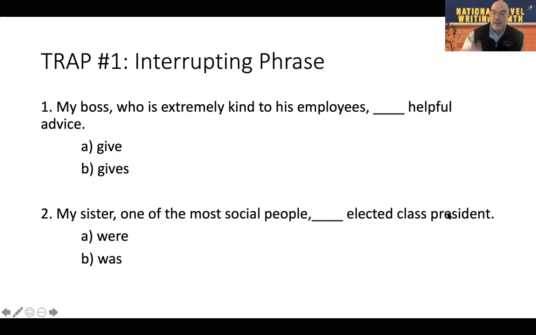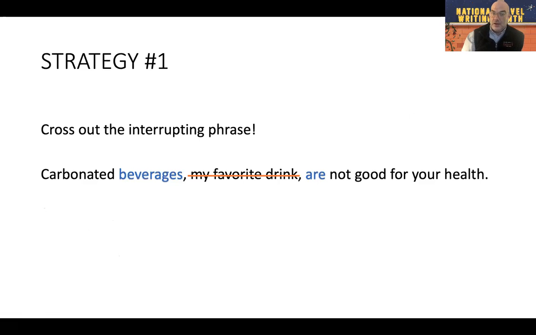So if at any time you find yourself dealing with an interrupting phrase that's coming between your subject and your verb and you're not sure how to deal with it, best thing to do is just cross out that interrupting phrase and then read your sentence like that. And it should sound instantly better.